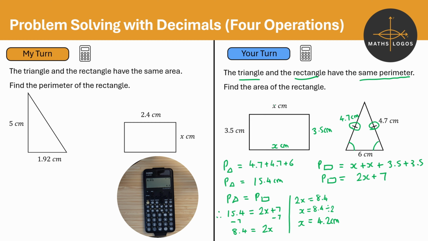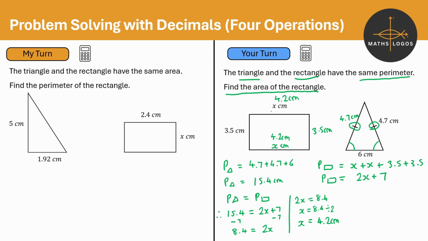Okay, let's pop that back onto our diagram. So this is going to be 4.2 centimeters, and this would be as well. So unfortunately, my camera that was recording my calculator just died. But the next step would be to work out the area of the rectangle. So the area of the rectangle is going to be the width, which is the 3.5, multiplied by the length, which is the 4.2. And I'm sure you can type that in your calculator without me showing you how to do that. But I'm going to go ahead and do that. 3.5 multiplied by 4.2 to give you an answer of 14.7. It's area, so it's centimeters squared.